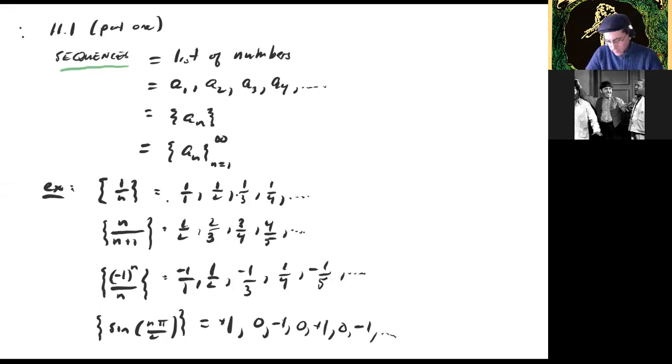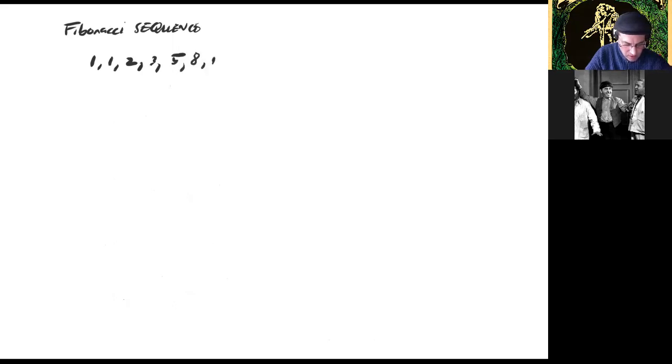All right, so I'm going to give you one more example, but I need to clear the screen to do that. It's called the Fibonacci sequence, which has all sorts of interesting applications in mathematics. It goes like this. You start off with the number 1, and the next term is 1, and then you take those two terms and add them together to get 2. Then you take 2 and add the previous 1 to it to get 3. Then 3 plus 2 is 5, and then 5 plus 3 is 8, and 8 plus 5 is 13, and 13 plus 8 is 21, etc.